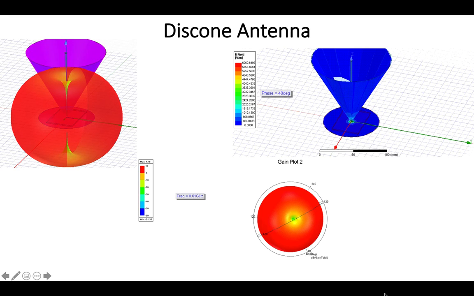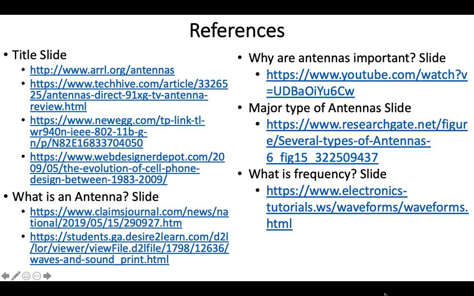Here are some HFSS simulation animations, and the blue shows the E field, and the gain plot is shown right here, and you can see it's changing at the middle. And that's it.